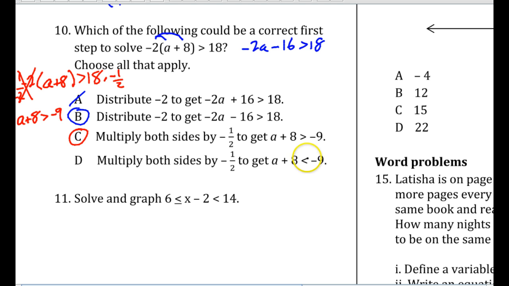D has the sign the wrong way. Or no, it doesn't. Oh, wait a minute. We multiplied by a negative, didn't we? So yeah, we do need to change that sign. So glad I caught myself. So definitely got to change the sign since we multiplied by a negative. There we go. Very tricky.